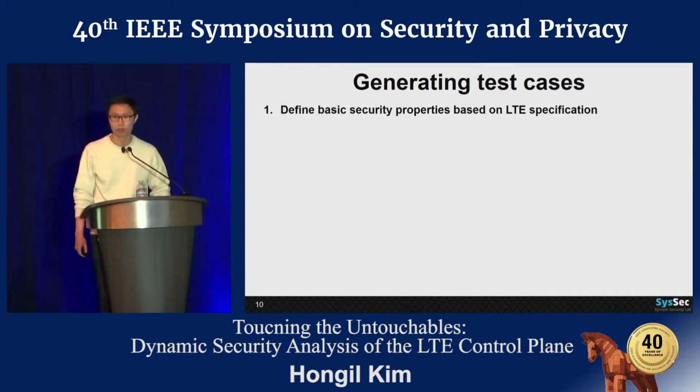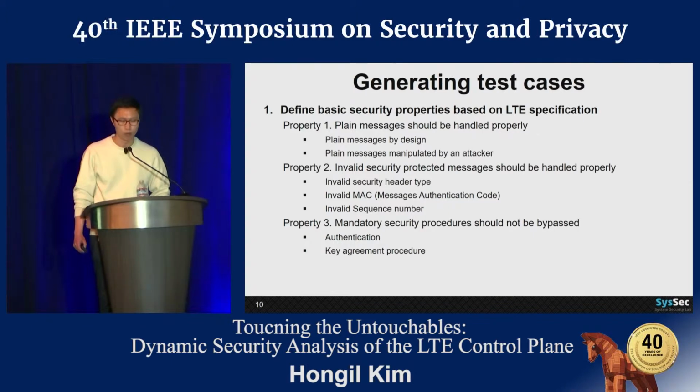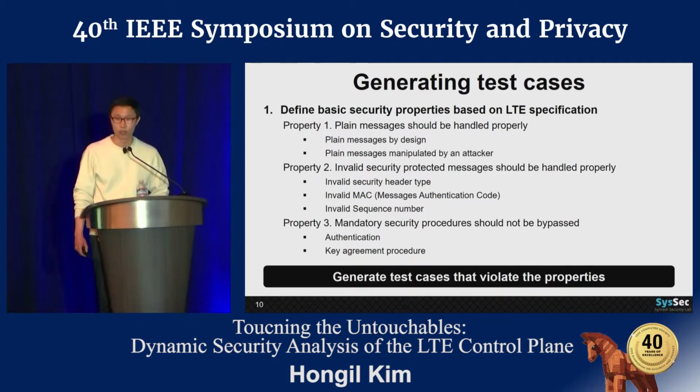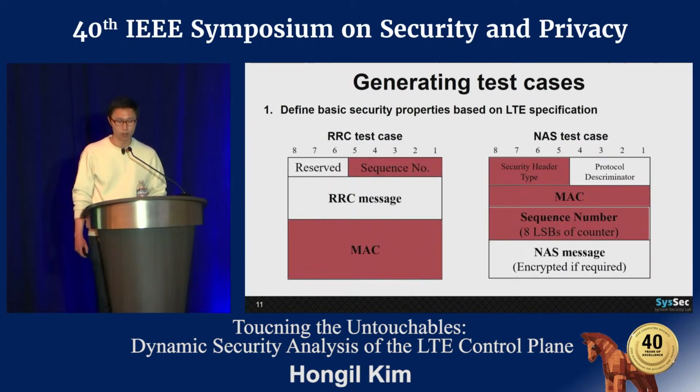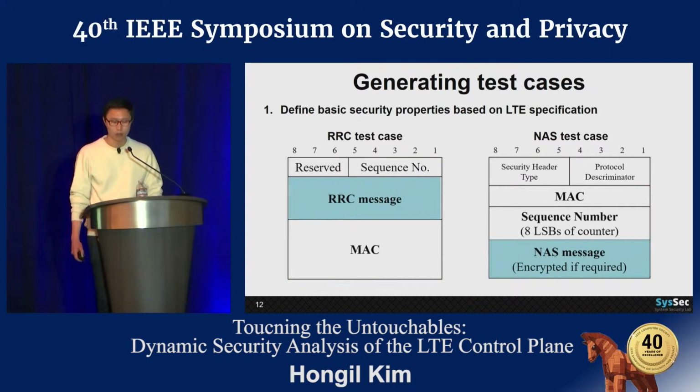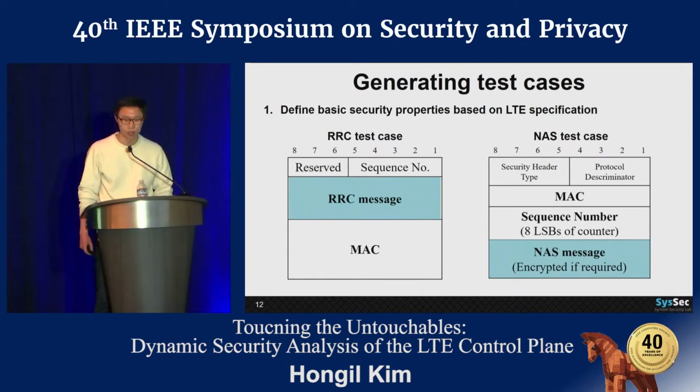So we just narrowed down the scope by defining basic security properties based on the LTE specification. Like this, we define 3 security properties, and we generate test cases that violate these security properties. For example, we insert invalid values to the sequence number, message authentication code, or the security header types. And the other remaining field values, such as RRC message and NAS message, are randomly mutated.